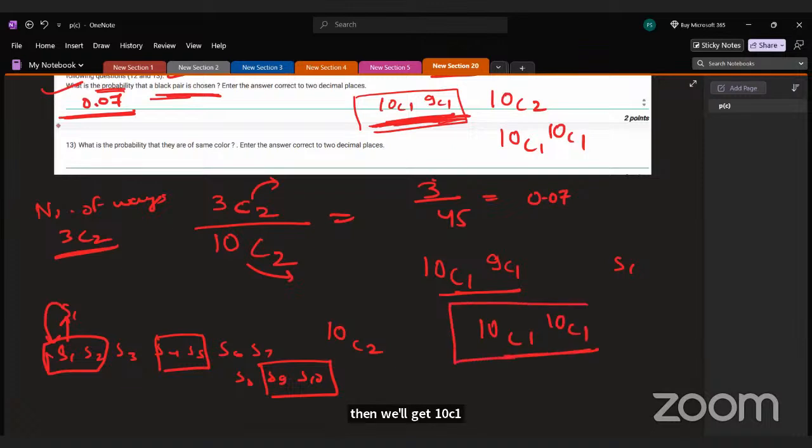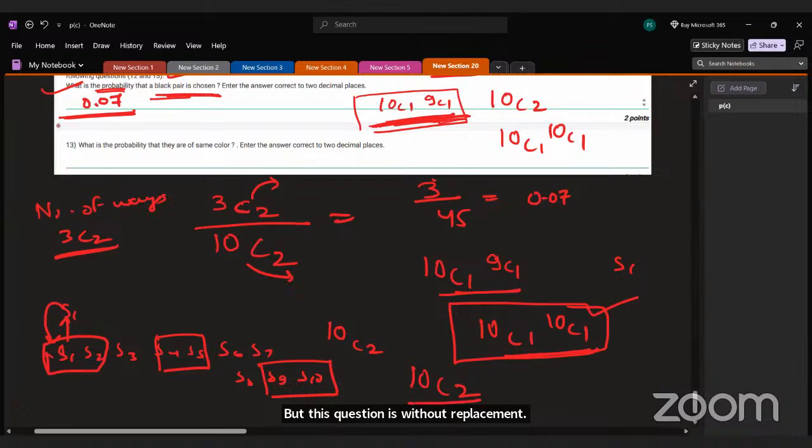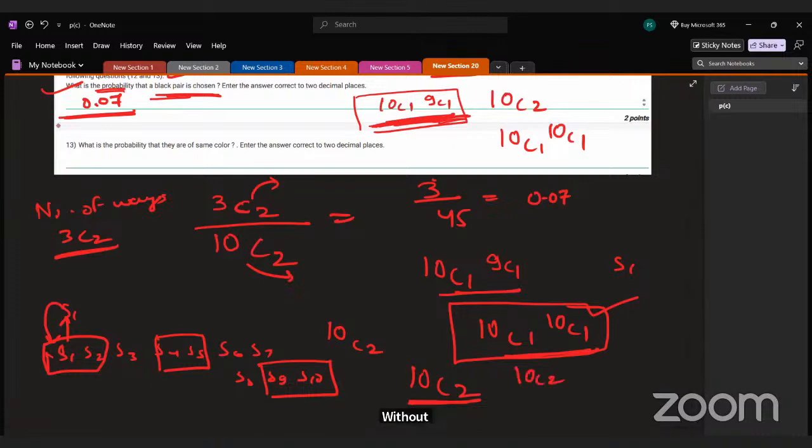So in case of replacement, put it back means with replacement, yes. In that case we do that. But this question is without replacement, so that's why we are doing 10C2. Without replacement means repetition is not allowed. Without replacement, repetition is not allowed.